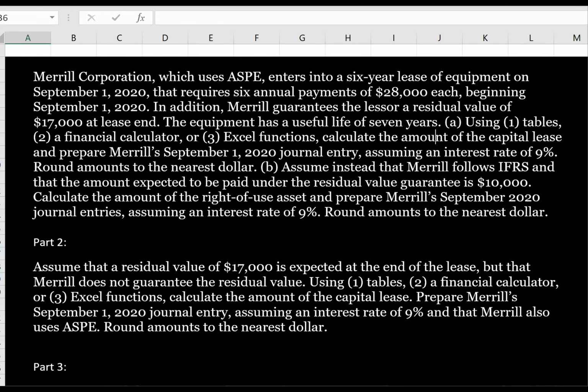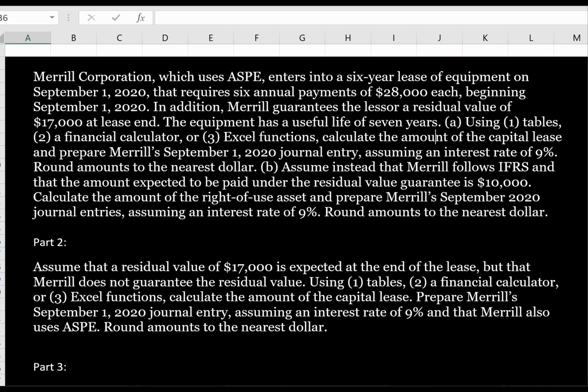Merrill Corporation, which uses ASPE, enters into a 6-year lease of equipment on September 1st, 2020 that requires 6 annual payments of $28,000 each, beginning on September 1st, 2020. In addition, Merrill guarantees the lessor a residual value of $17,000 at the lease end. The equipment has a useful life of 7 years.